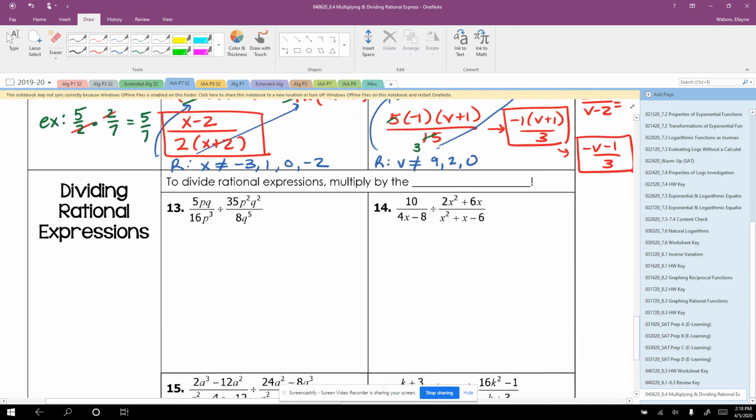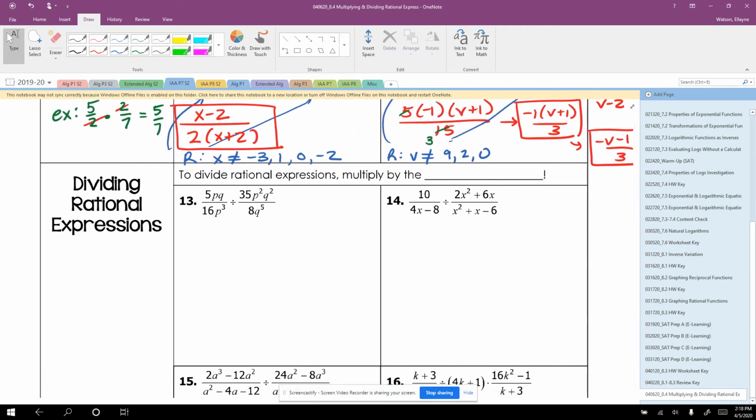Okay, last section, guys. Dividing. Now, there's literally one additional step when we divide that makes it different from multiplying. And that is to divide rational expressions, you're going to multiply by the reciprocal. So that's the first thing you want to do: flip the second term. Then you're just going to be multiplying just like we did in the problems above. So let's start with number 14 here.